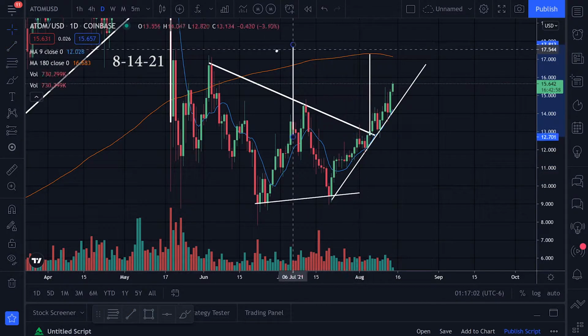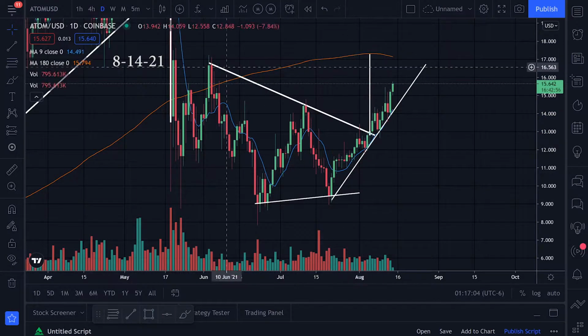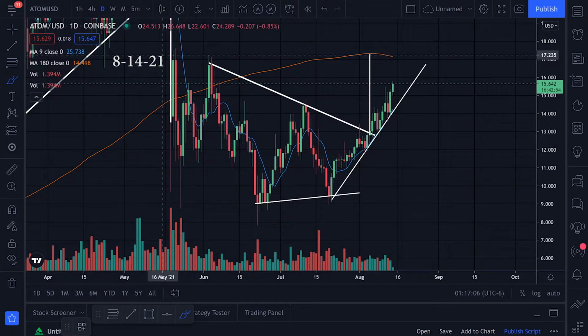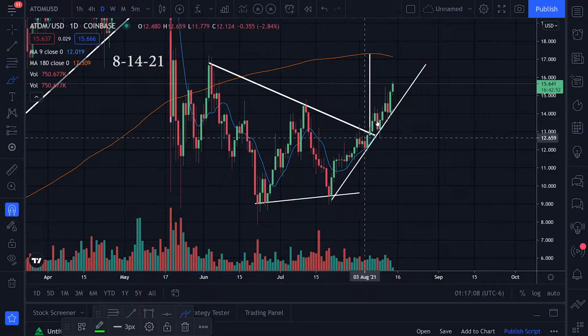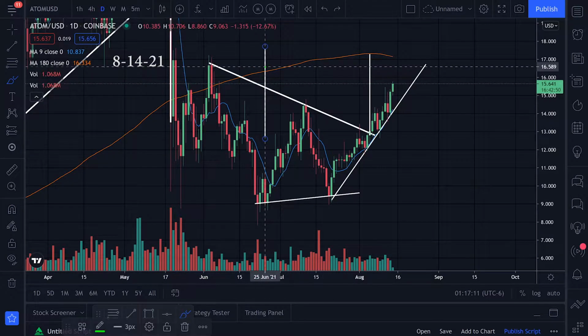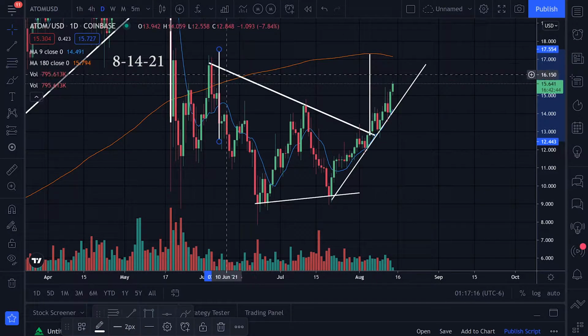that was lining up with this 180 moving average, and it also lined up with this previous resistance somewhere right there. So if you want to be conservative about it, I would say maybe you can target around $17, something like that.